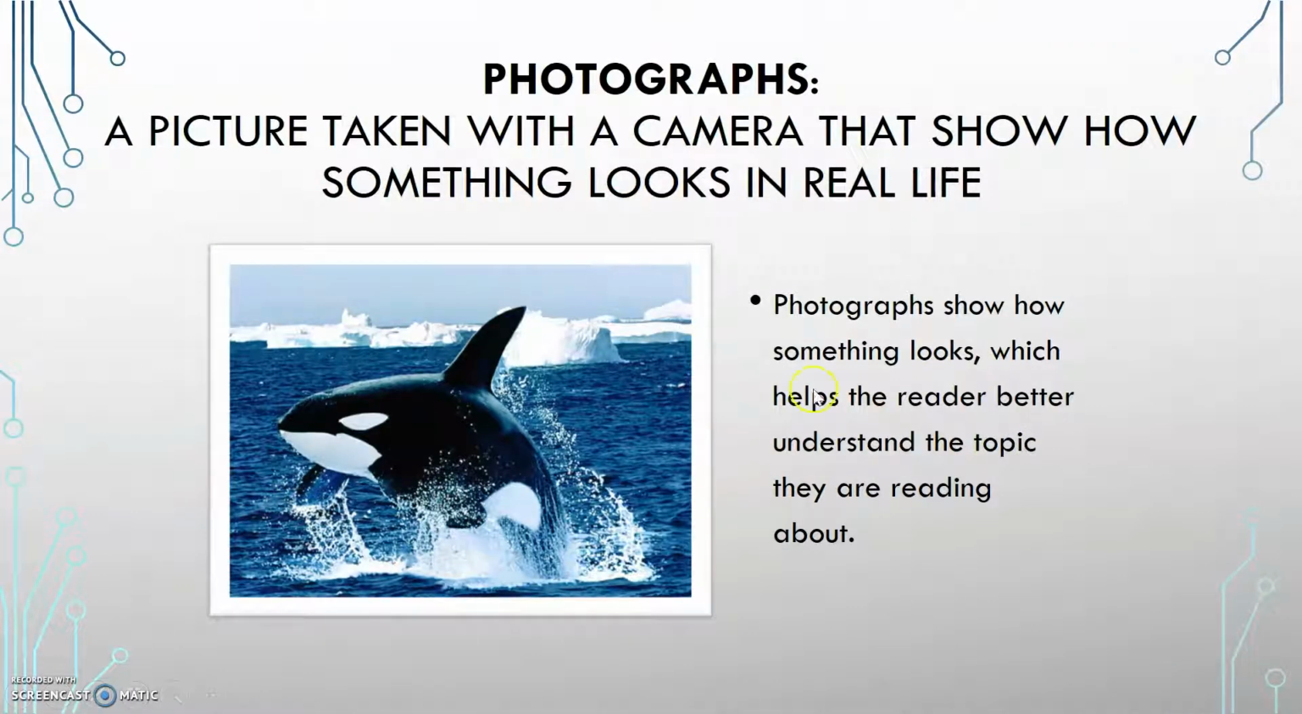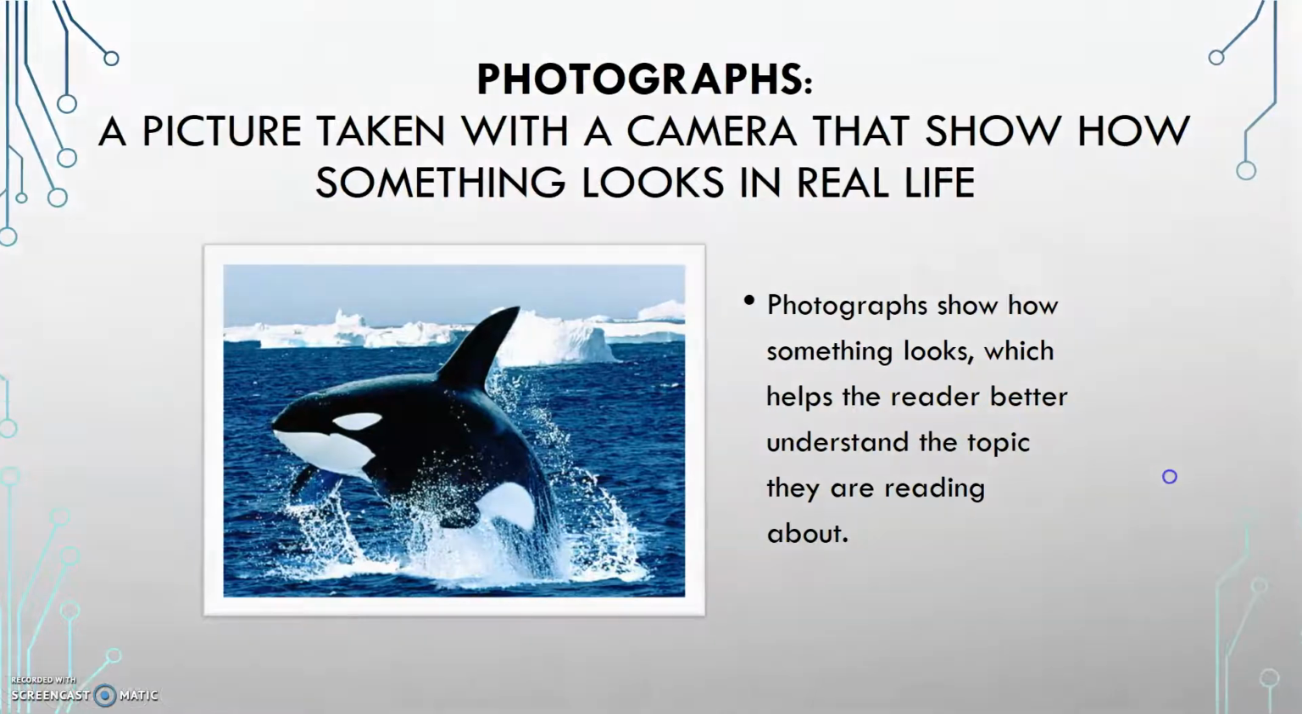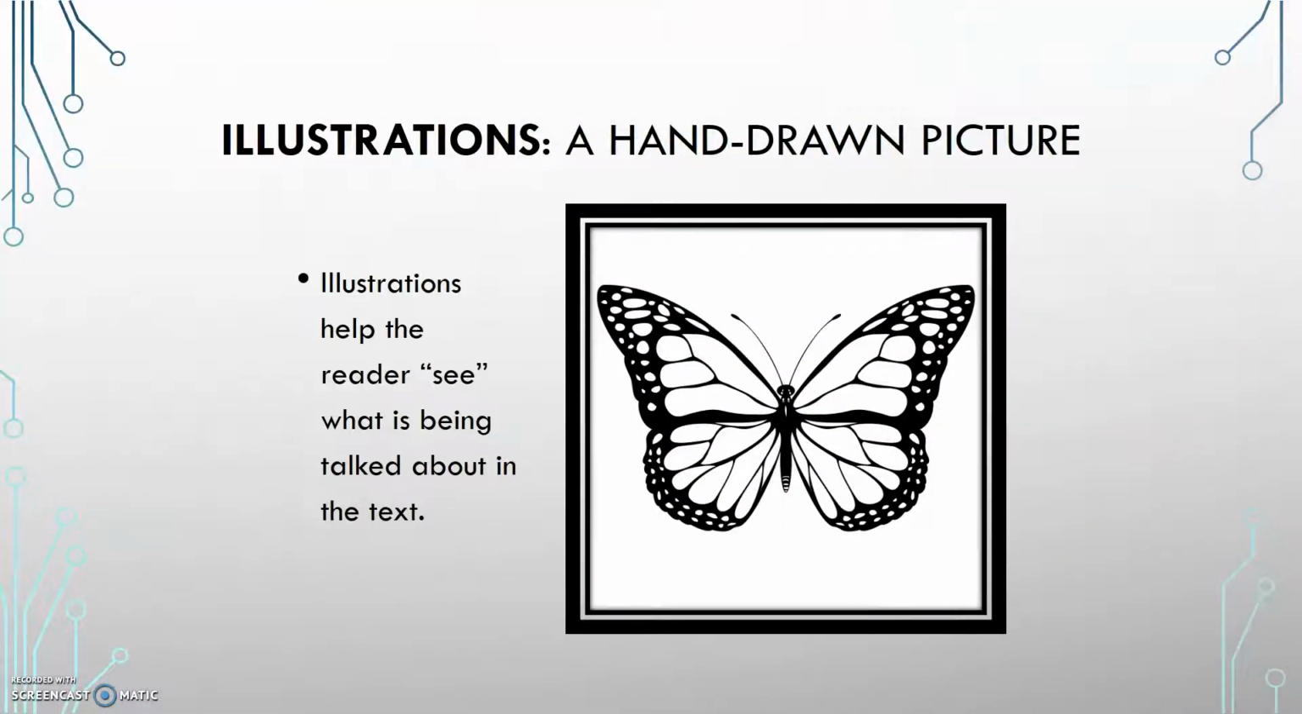Photographs, remember I tell you based on our circle strategy, circle a picture that's in the article and the story. If there's a picture, a photograph, a chart, there's going to be a question relating to that. The photographs show how something looks, which helps the reader better understand the topic they're reading about. Illustrations, it might not be a photograph, it might be an illustration, a drawing of something.